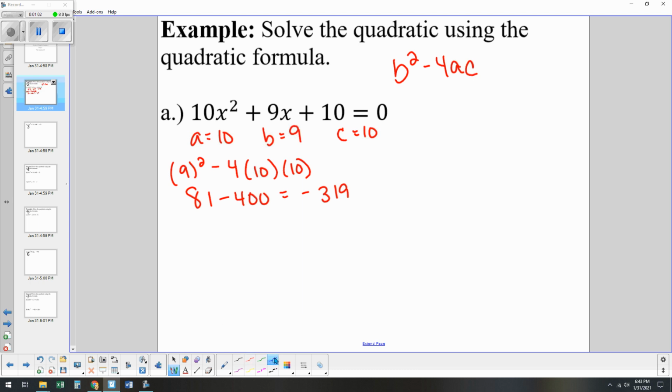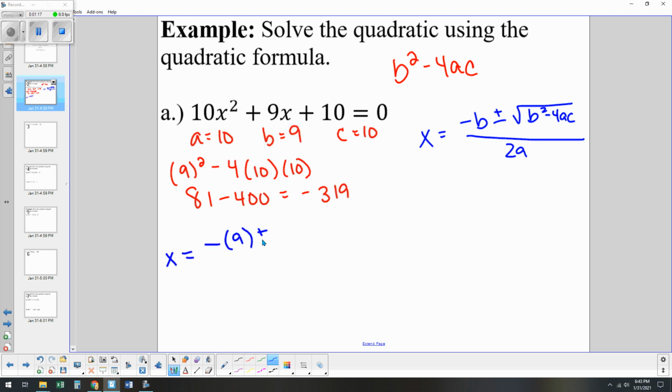So the rest of my quadratic formula, if you recall, was negative b, or the opposite of b, plus or minus the square root of our discriminant all over 2a. So now we're going to have negative 9 plus or minus the square root of negative 319 all over 2 times 10.